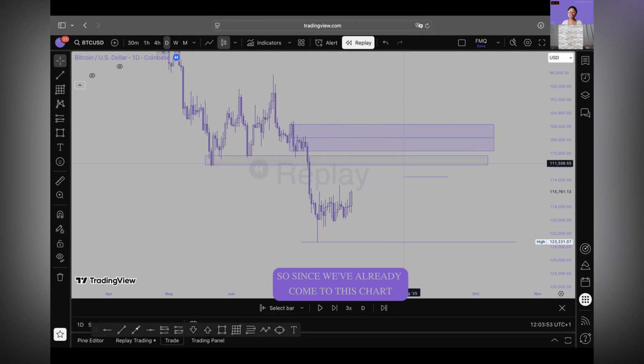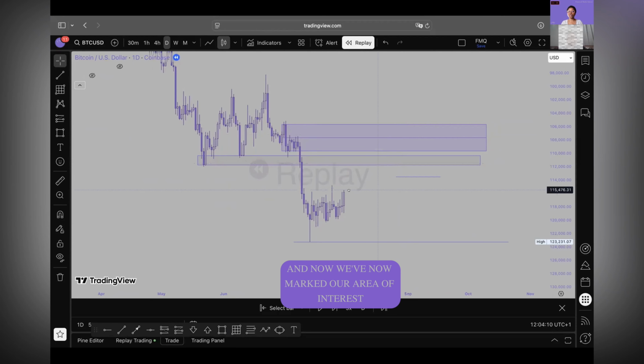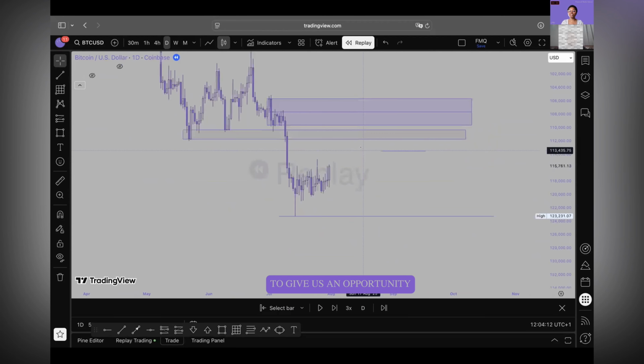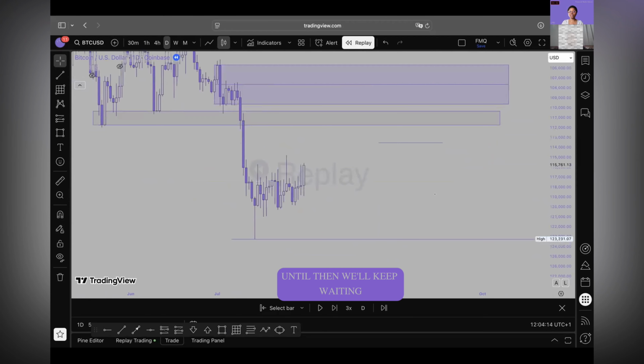So since we've already come to this chart and we've established that this chart is on a downtrend, that means this particular asset is selling. We are looking for a position to sell, and we're looking for it on a supply zone or a resistance zone. Now we've mapped that area of interest. We will now wait for price to come there to give us an opportunity. Until then, we'll keep waiting.